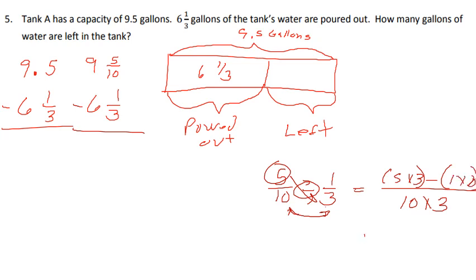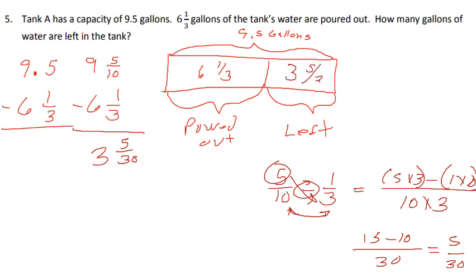So now we have 15 minus 10 over 30, which equals 5/30. So we know now that this is 5/30, and 9 minus 6 is 3. So this is 3 and 5/30. Now once again, it did not tell me to reduce, so I'm not going to reduce it. So I know 3 and 5/30 is what was left.